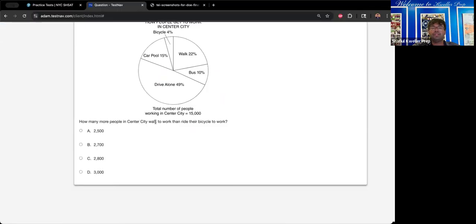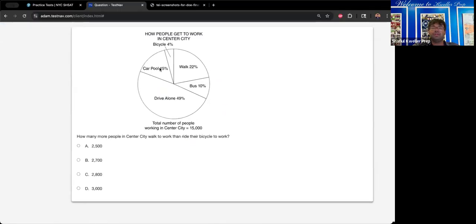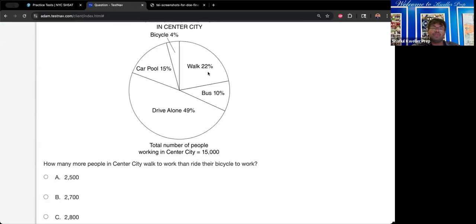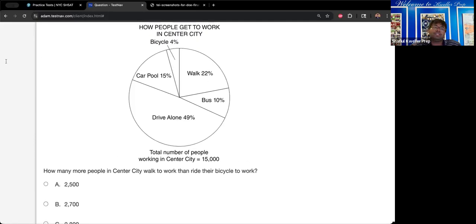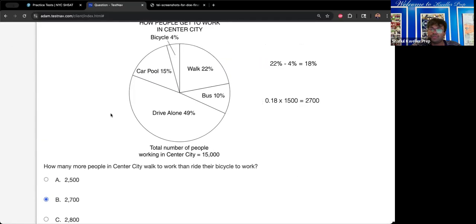How many more people in City walk to work than ride their bicycle to work? 22% walk, 4% ride their bike. So it's 22 minus 4 because I always like to do the percentages first. So 18% more people walk than ride their bike. And then 18% is just 0.18 as a decimal. Multiply by 1500. Well, I know 15 times 8 is 270, so this is going to be 2700. And then, is that an answer? Okay, yeah, it is. So the answer is just B.